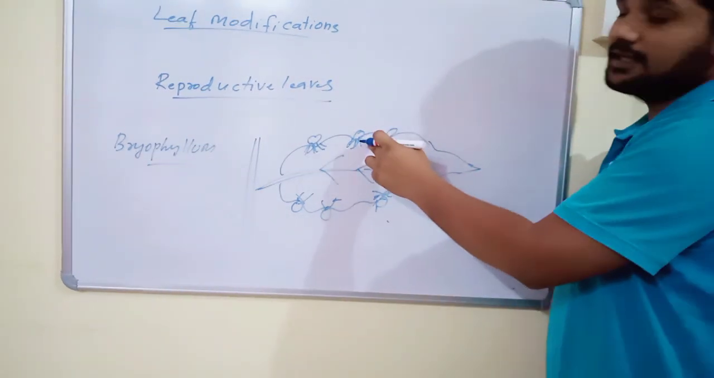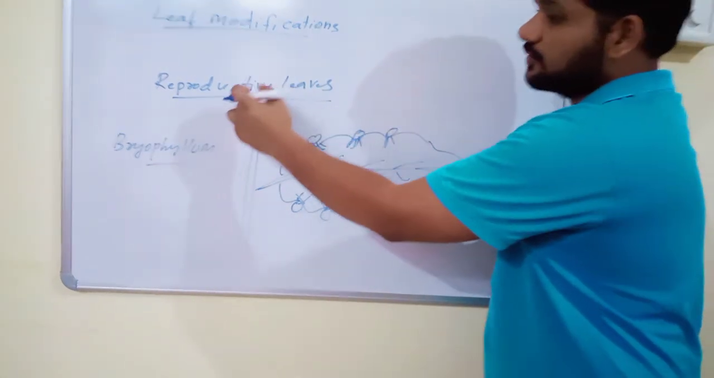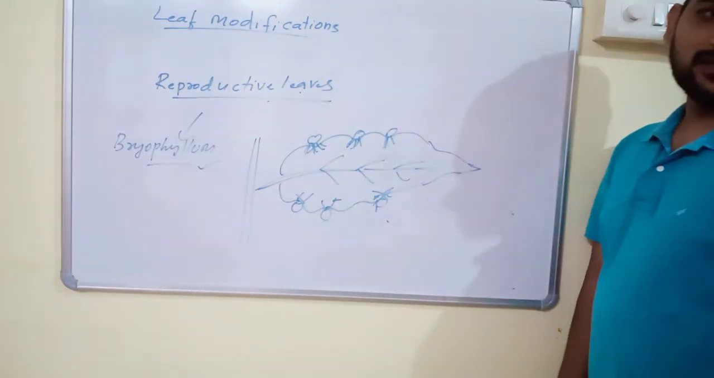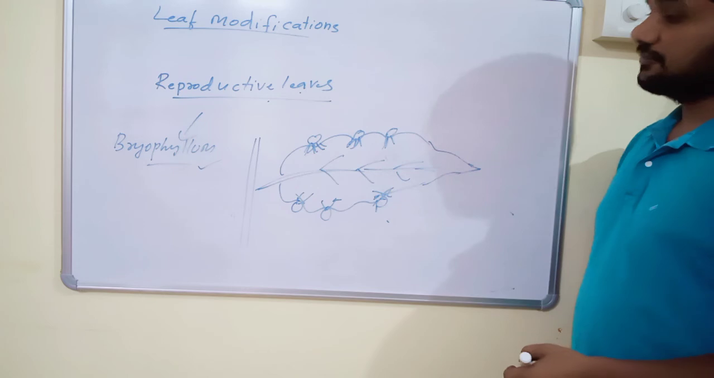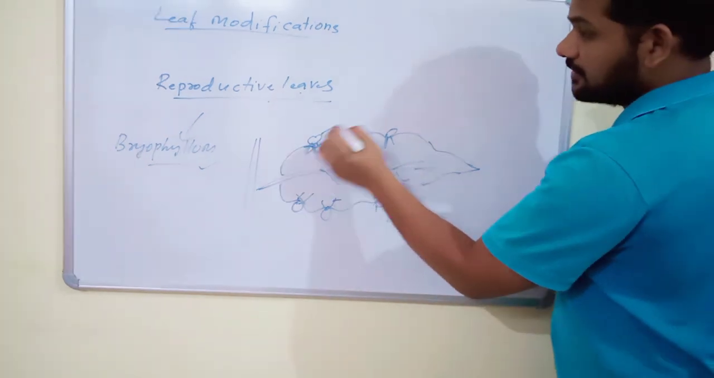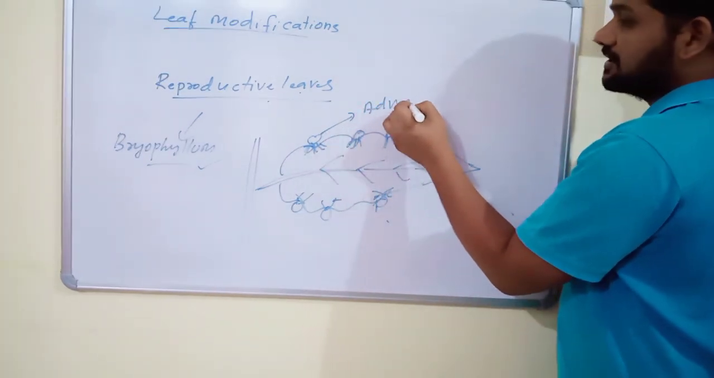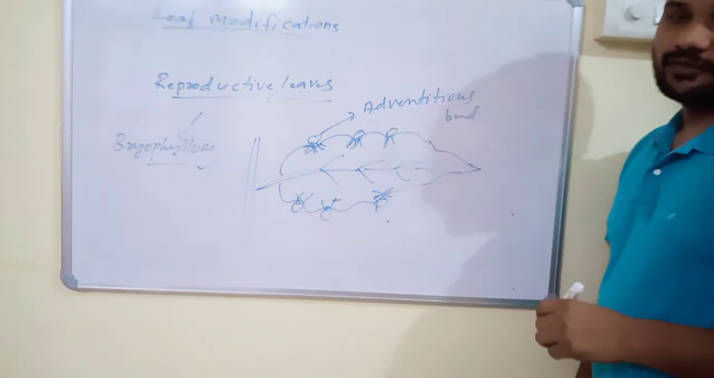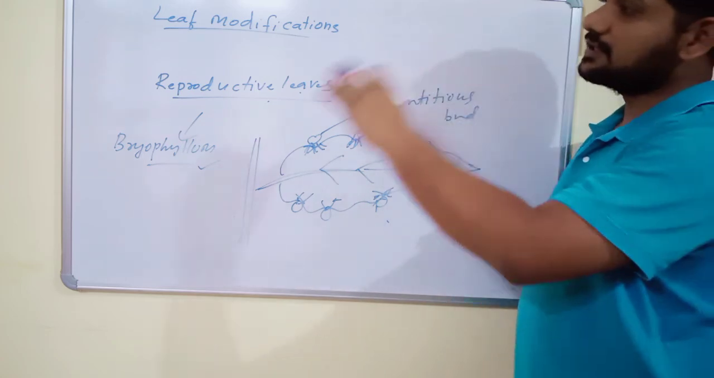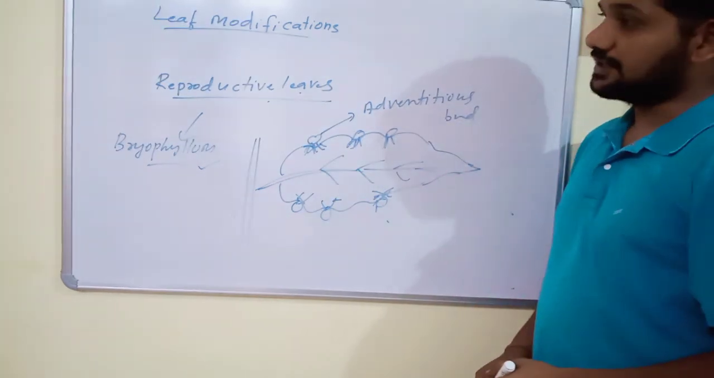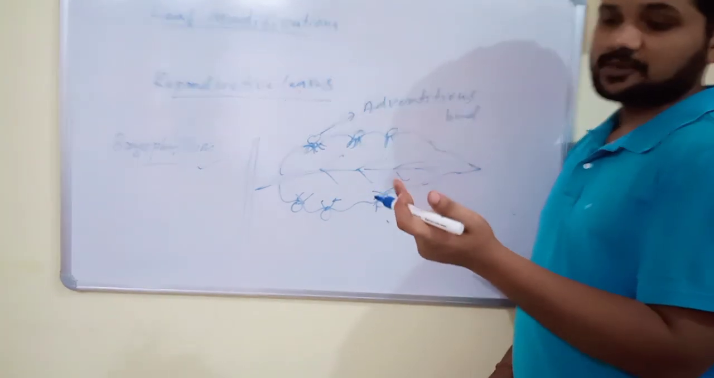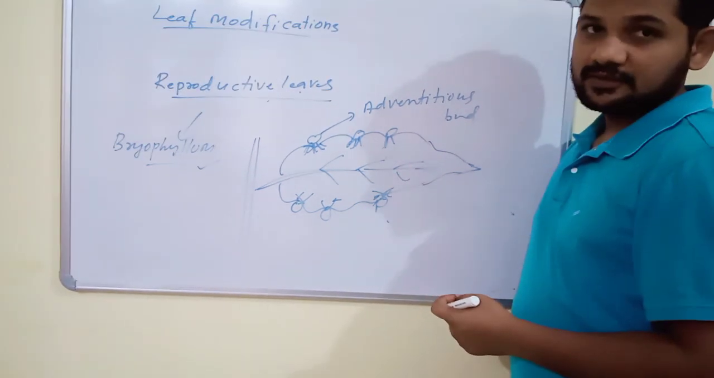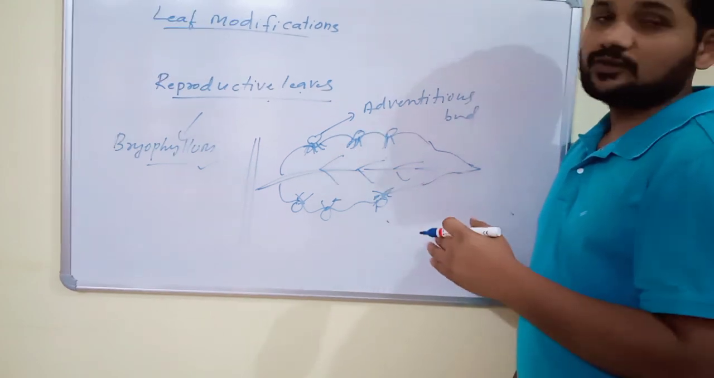Leaves which take part in vegetative propagation or reproduction are called reproductive leaves. Reproductive leaves are usually present in Bryophyllum. In Bryophyllum, the notches of the leaves contain many adventitious buds, and these adventitious buds take part in vegetative propagation. So these are the various types of leaf modifications: leaf tendrils, spines, phyllodes, insectivorous leaves and reproductive leaves. So from this video, the third vegetative organ is complete.